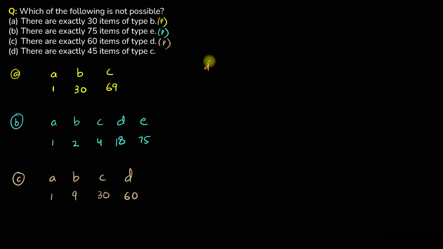Okay? Let's look at option D now. So if these three are possible, option D definitely would be your answer. But still let's check. There are exactly 45 items of type C. So we have A, B, C, D. Can there be exactly 45 of type C? Okay. Now is it possible to have another type? Well, if you have another type after C which has 45 items, you'll need at least 90 items of type D.